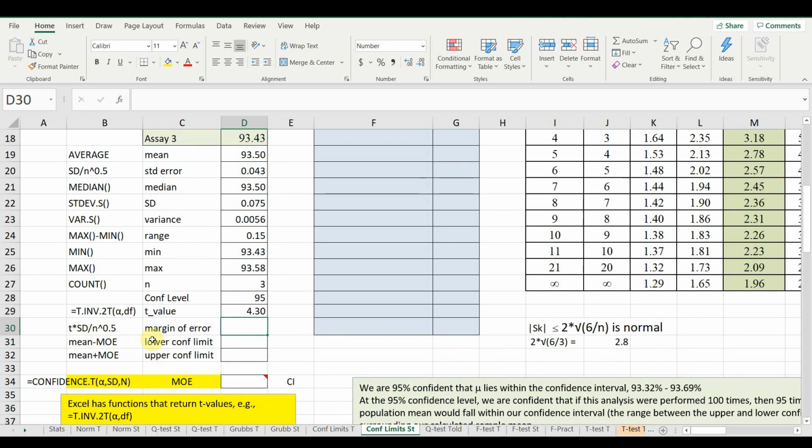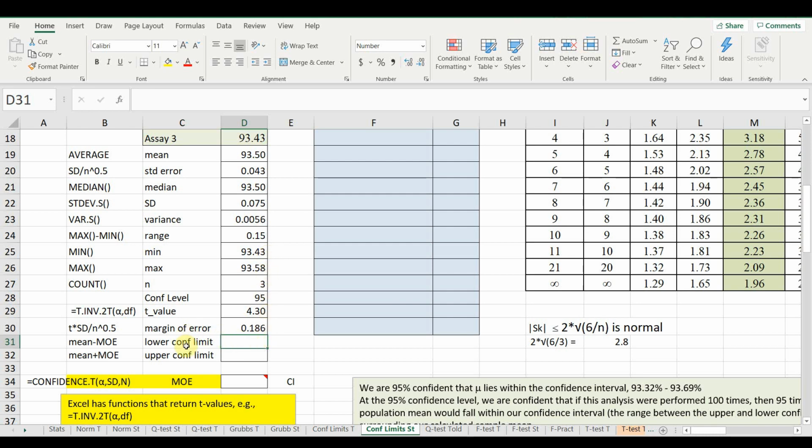Now to get our margin of error, it's simply t times s over root of n, or t times the standard error right up here, and we'll just do that. That'll be equal to the t value in cell D29 times the standard error in cell D20, enter. So it's 0.186. And that's the amount that we add and subtract to our sample mean to give us the confidence limits.